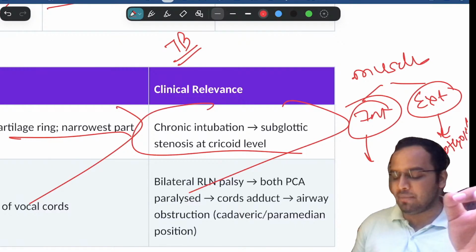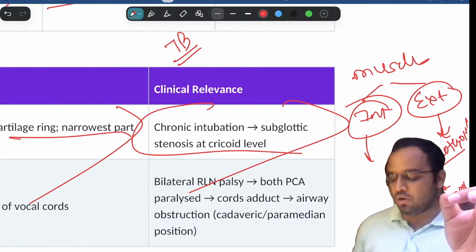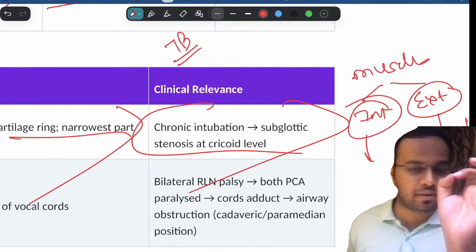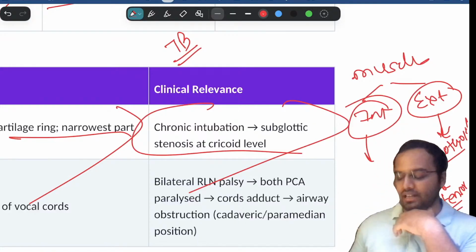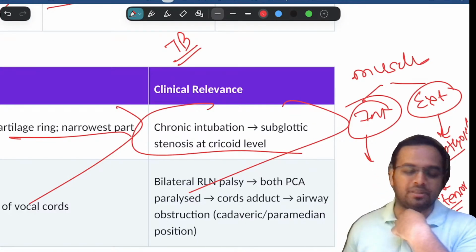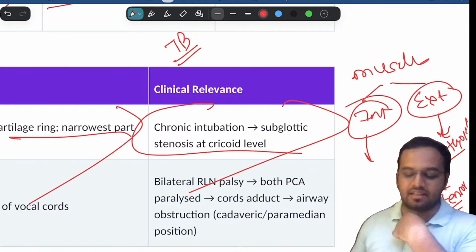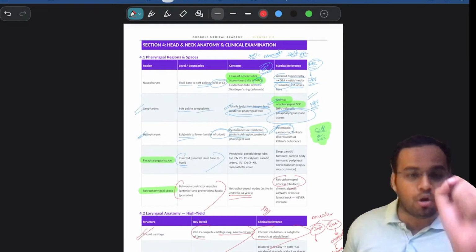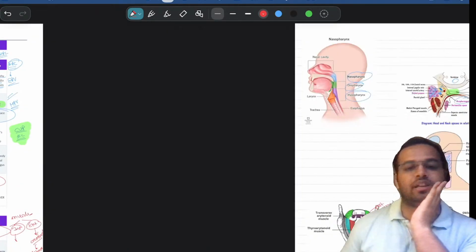And it is the only muscle which is going to be the tensor of the vocal cord. It is the only muscle which is going to be supplied by the superior laryngeal nerve. All the rest of the muscles are supplied by the recurrent laryngeal nerve. So the only nerve which is going to supply the cricothyroid is the superior laryngeal nerve, and it is the most common nerve which is going to be damaged during a thyroid surgery.